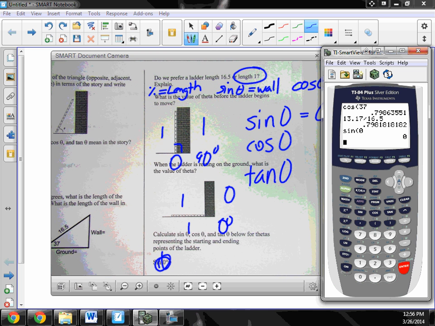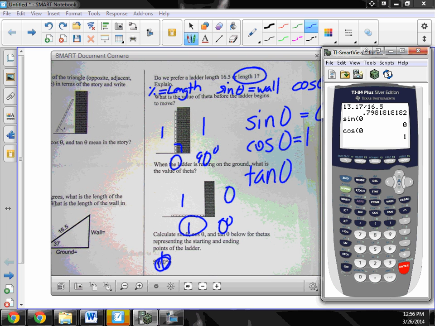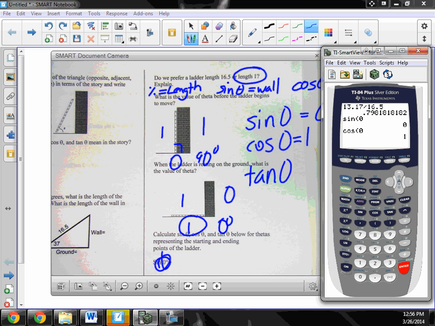Okay? What is the cosine of 0? So the length of the ground at 0 degrees is 1. Or, as a percentage, it would be 100%. At 0 degrees, the ground is 100% as long as the ladder. And the only way to do that is to crush your right triangle. So if I type in the cosine of 0, I get 1. What about the tangent of 0? Well, tangent is wall over ground, so it would be 0 over 1, which is 0, which means the wall is 0% as long as the ground. If I type that in, I get 0.